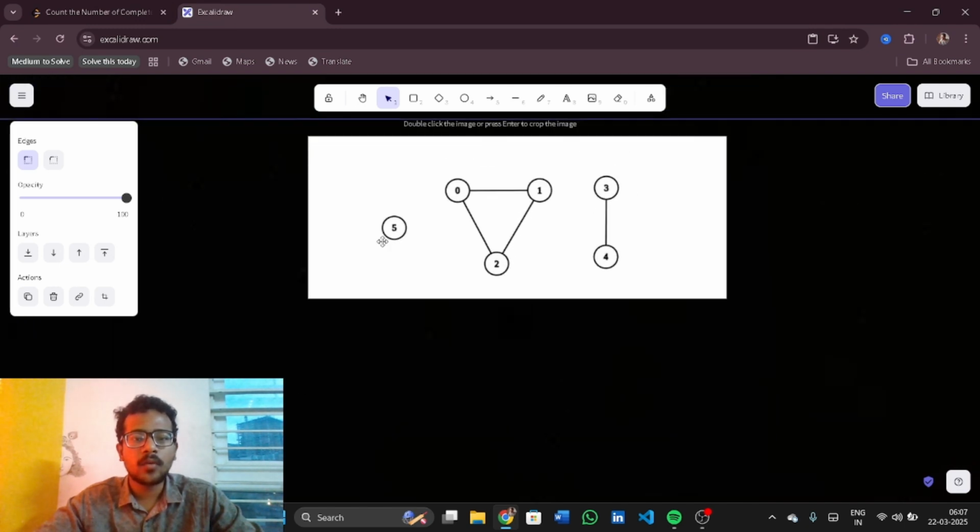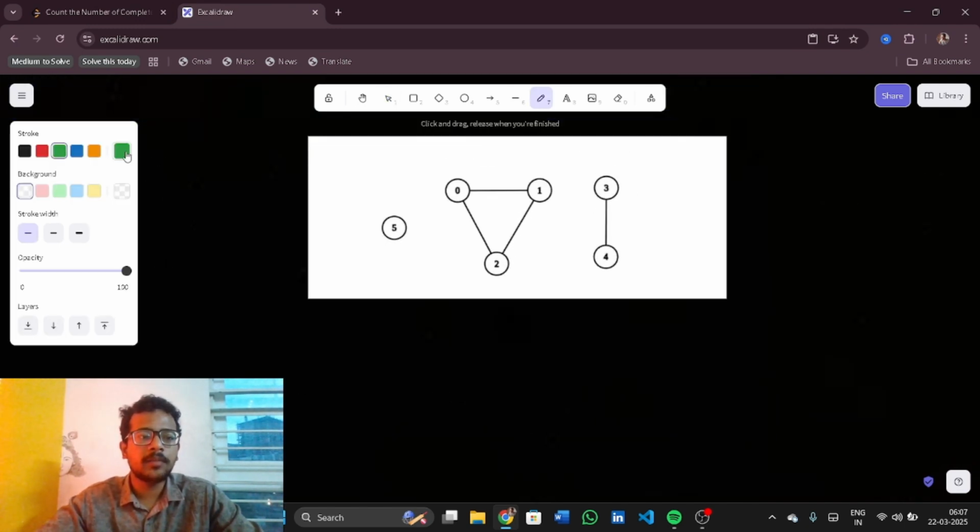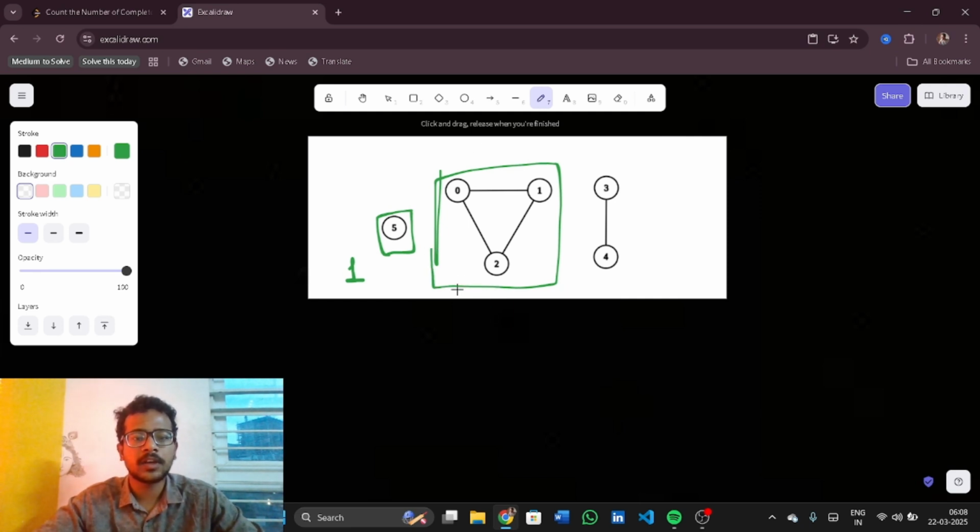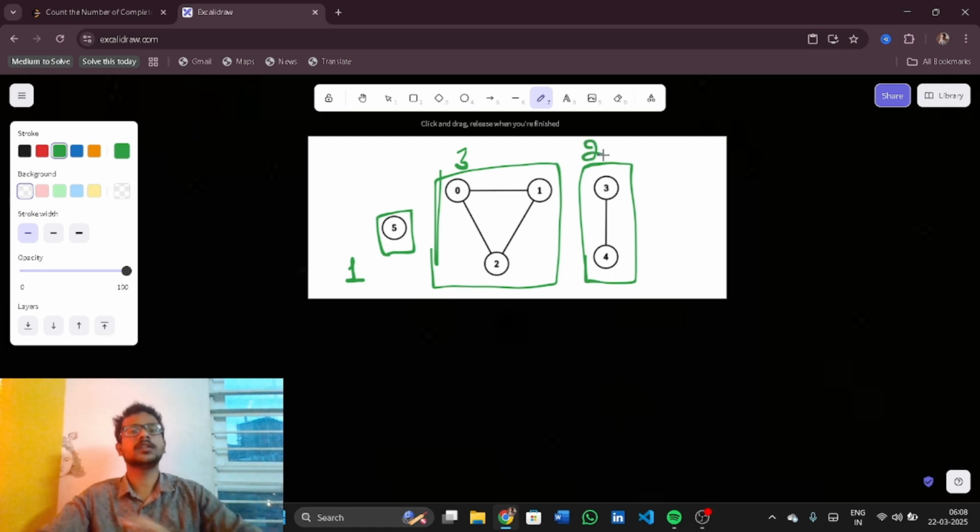Now let us see what will be the intuition. Let me take a component which has only one vertex. Now let me take this component which has 3 vertices. Let me write it over here, 3 vertices. Now we have 2 vertices in the third component. Now if you see, 0 is connected with 2 vertices. Let me write it here: 0 is connected with 2 vertices.